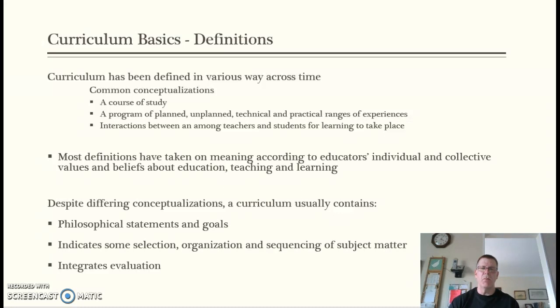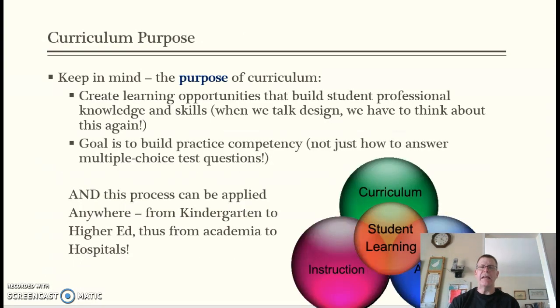It's on a continuum. We'll be getting into evaluation later in the semester, but just the idea that we need to be looking at how well a curriculum, how well a course will adapt to the curriculum and the goals associated with it and provide good outcomes. So we're always thinking evaluation. All right, so the purpose, create learning opportunities, of course. So build student or novice nurse professional knowledge and skills.